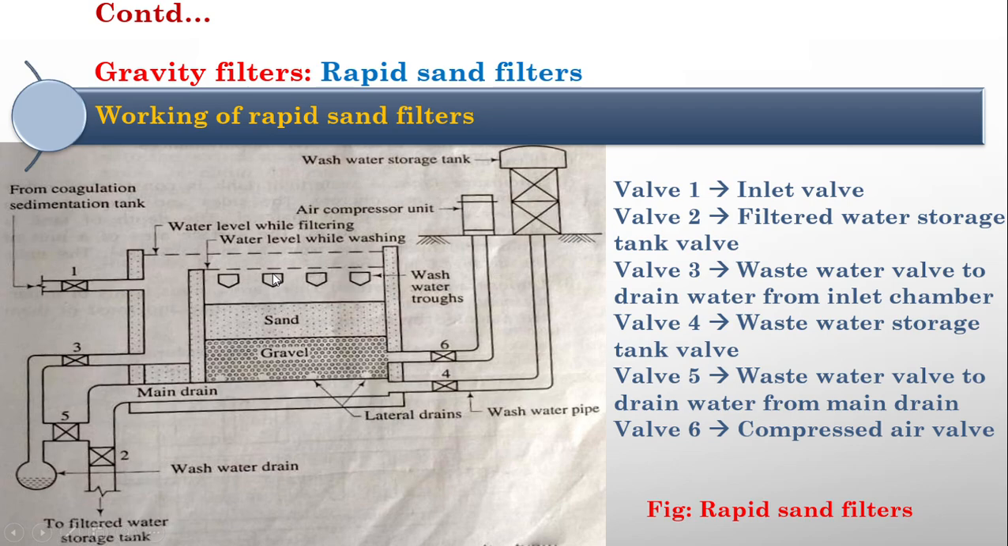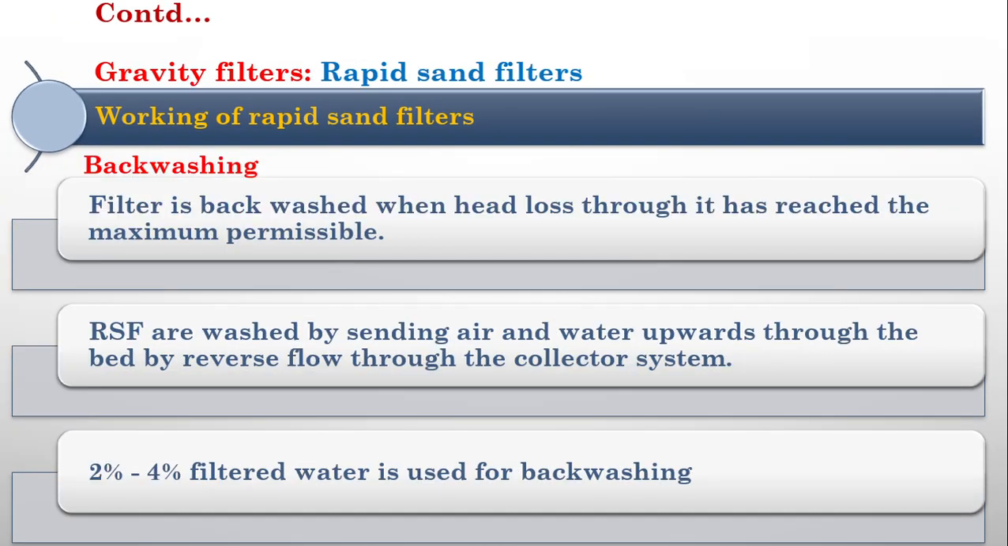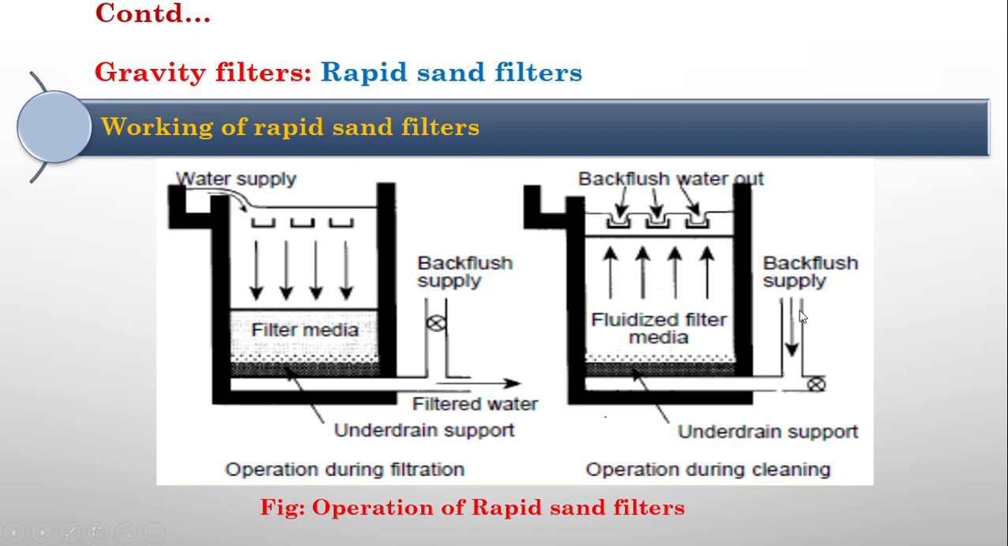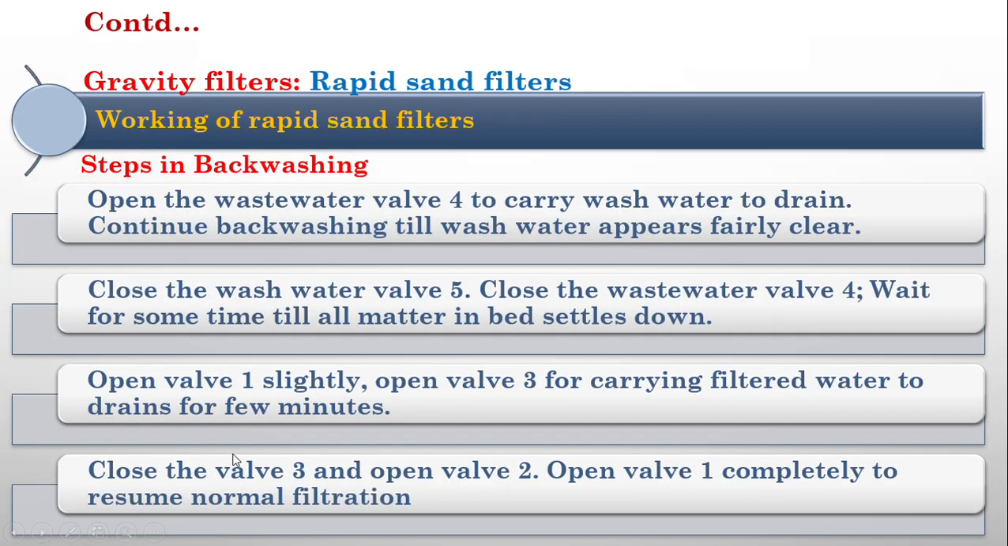Some of the water will be collected in the wash water trough. The remaining water will be delivered to valve 3 and taken out through this outlet. That is the cleaning process. While cleaning, we back flush: water is allowed to pass upward through the filter and the back flush water is delivered out from the valve. So this is about backwashing.